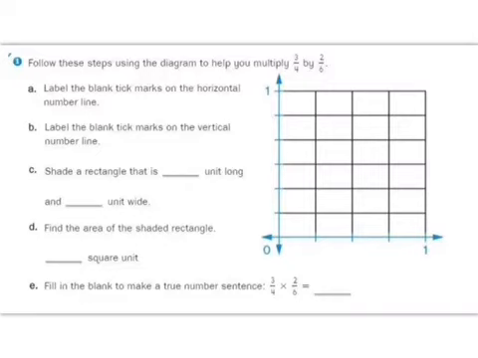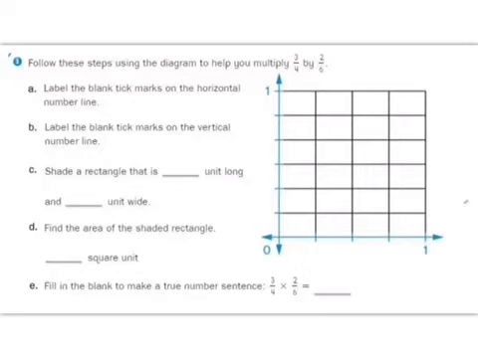this problem from your journal, page 177. I want you to pay attention to the steps we're going to do because the steps are not listed out for every problem in the rest of the presentation. So the first step says to label the blank tick marks on the horizontal number line. I would like to point out that we are filling out the blank number line.